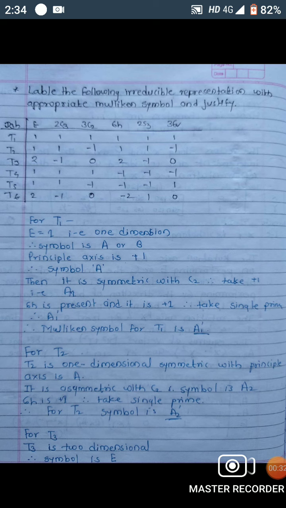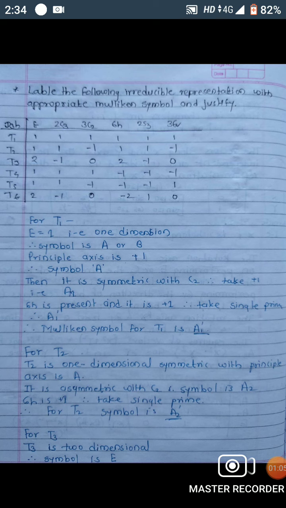For the first irreducible representation, T1: it is one dimensional because the identity is 1. It is symmetrical to the principal axis and therefore we take the symbol A. It is symmetrical to the subsidiary axis, that is C2, and therefore we write 1 at the subscript. Therefore the symbol is now A1.